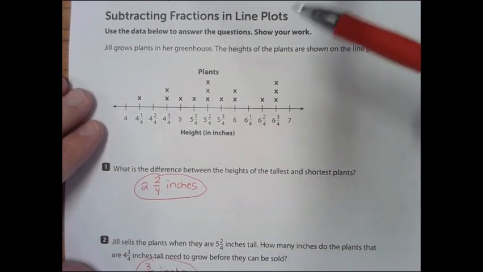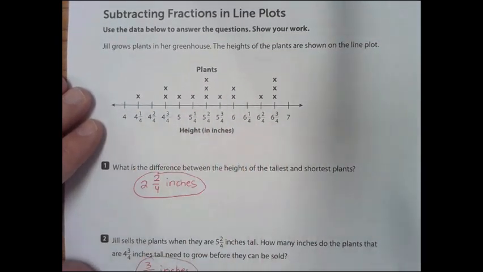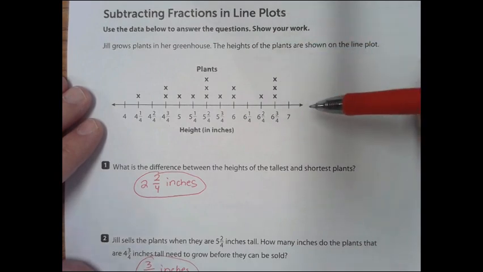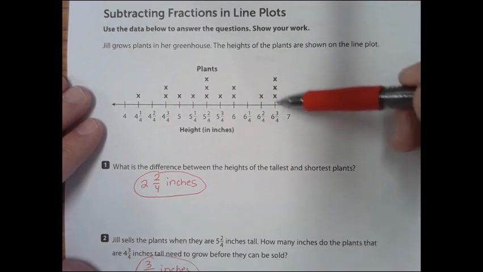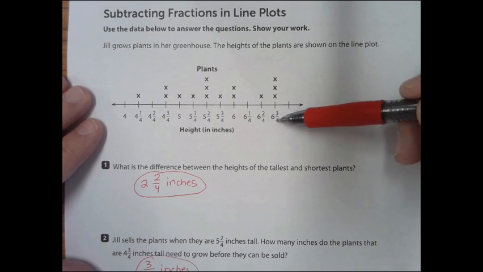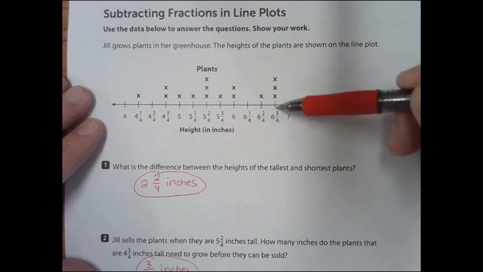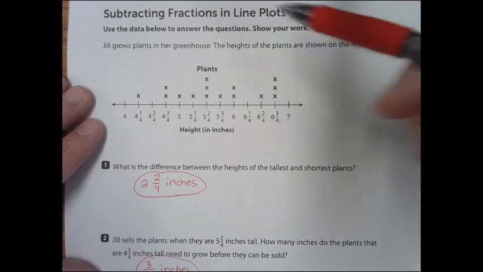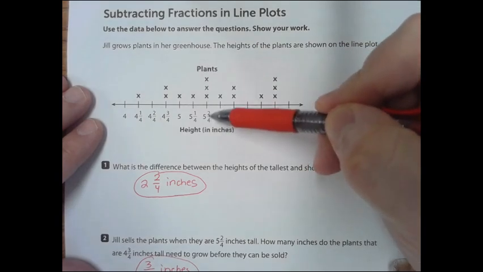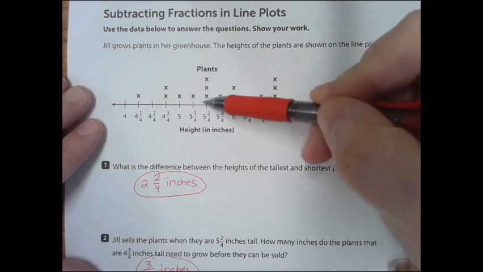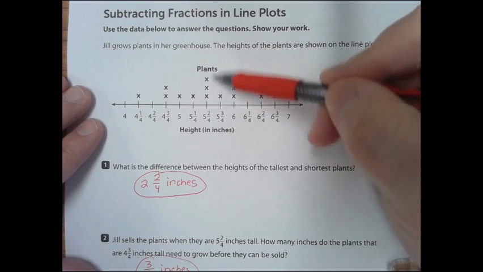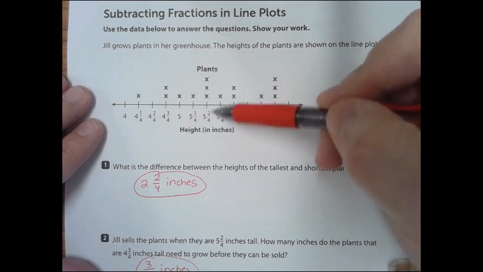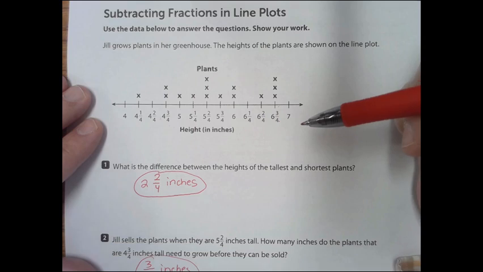So just scanning my line plot, I could see that the two most common are the ones with 3 x's, right? So that's 6 3/4. There's 3 plants at that height. And then over here, 5 2/4 is also very common, right? She's got 3 plants at 5 2/4. So those are the two most common plant heights.